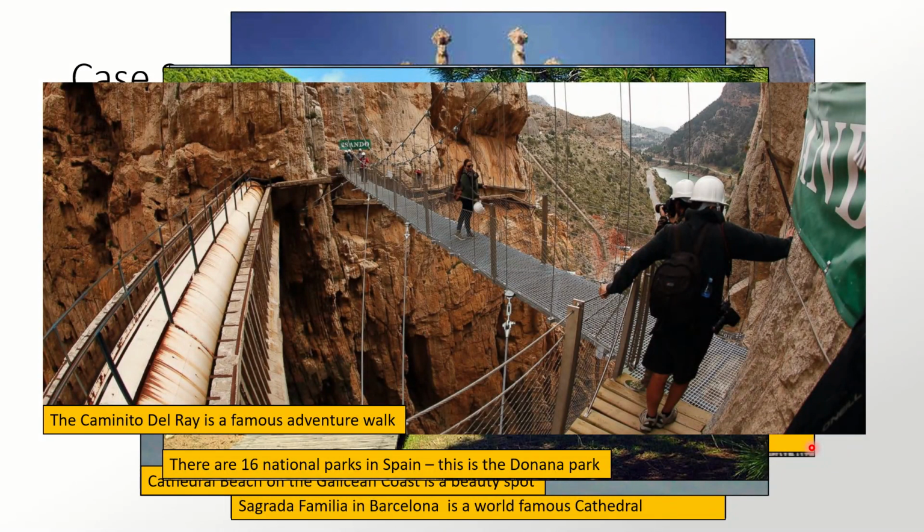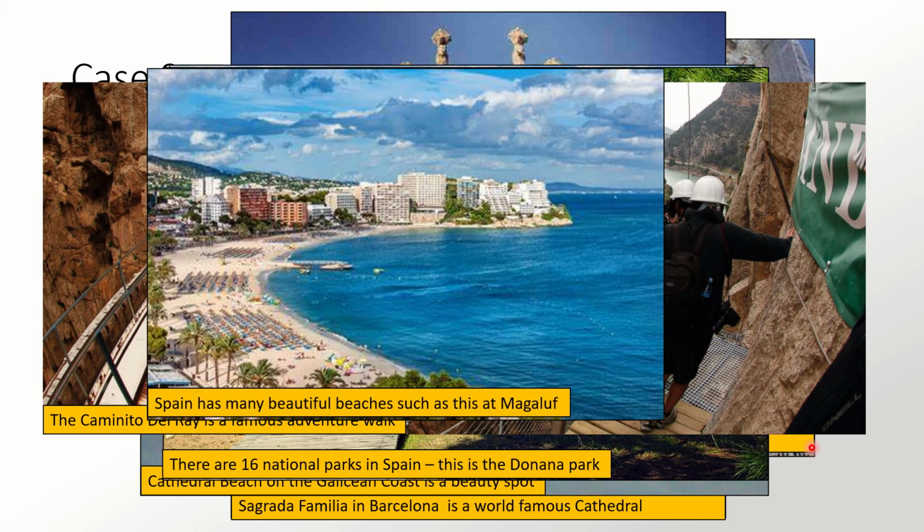There's adventure tourism going on in Spain as well. This is the Caminito del Rey. It's a famous kind of high wire adventure walk along cliff sides. Apparently, a small number of people actually die doing this every year, but I imagine that adds to the sense of fun. More famously, perhaps, I've deliberately started with some examples that you might not have been so familiar with, but more famously, Spain has many beautiful beaches.